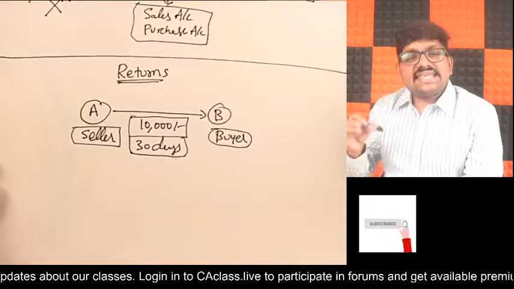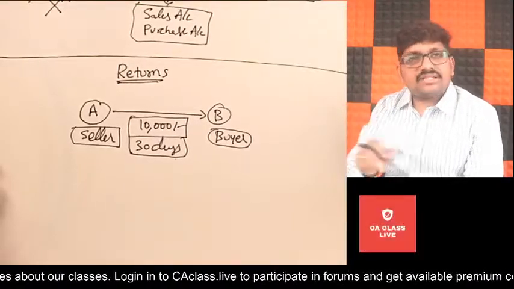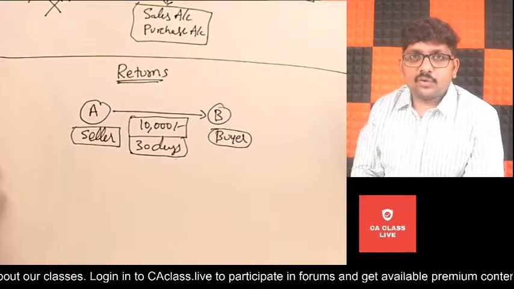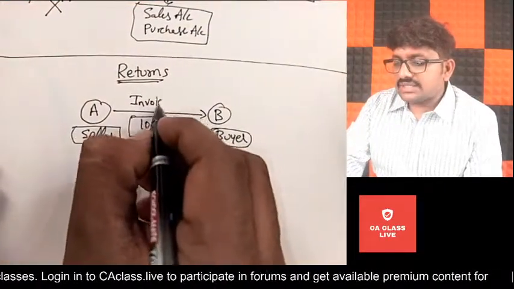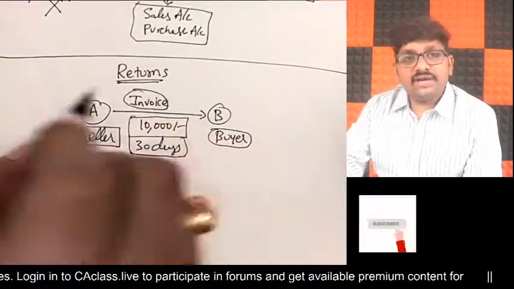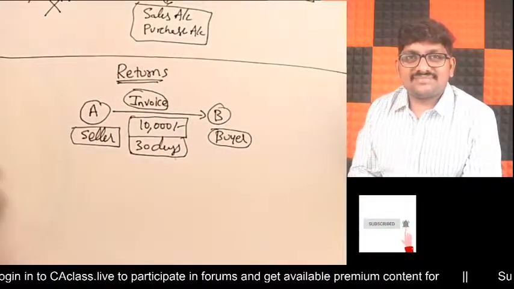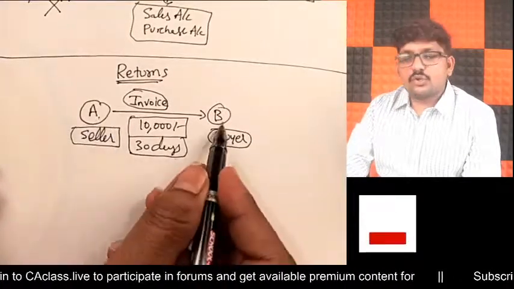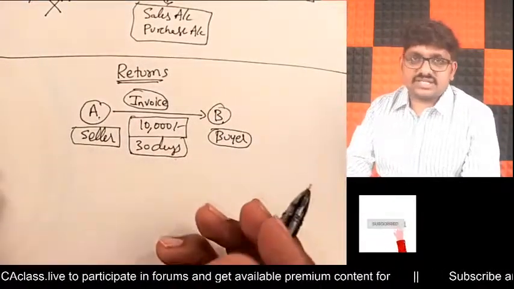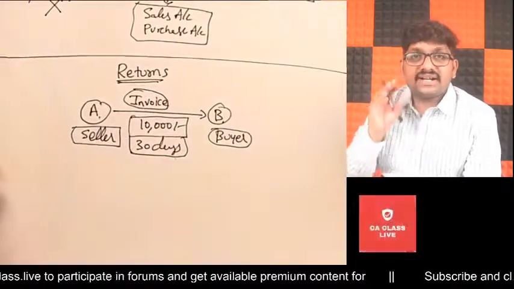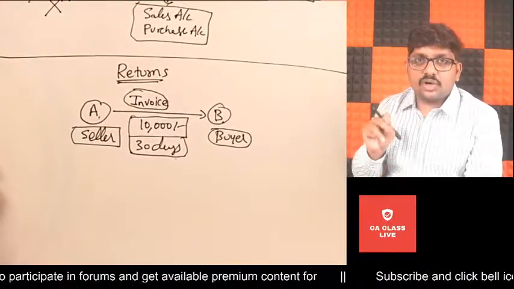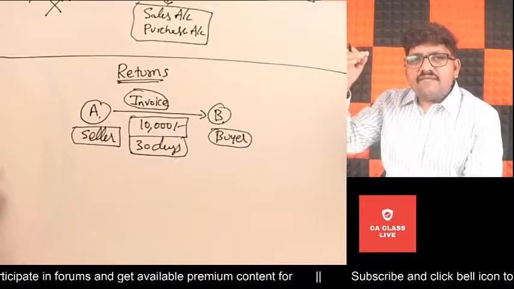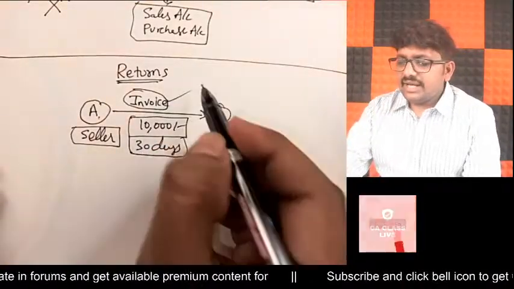Now, is there any proof of this transaction, friends? Yes, there is a proof. What is the proof? The invoice. I have the invoice proof with me, that A sold goods to B and B agreed to this. That invoice will also include all the goods that have been purchased or sold, and the amount of each item, everything mentioned in detail.